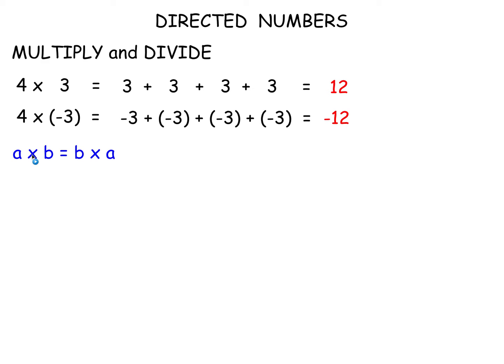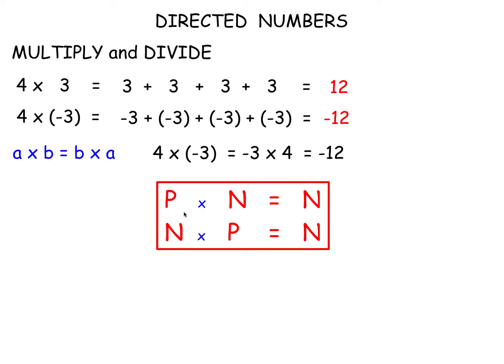Now, since it doesn't matter the order in which you multiply two things, 4 times 3, 3 times 4, it's the same answer. Same here, 4 times negative 3 is the same as negative 3 times 4. So it doesn't matter which way around you're multiplying these, positive times negative or negative times positive, you get a negative answer. So if you multiply a positive and a negative, whatever way around, you get a negative answer. So here's the rules. Positive times negative or negative times positive will give you a negative answer.